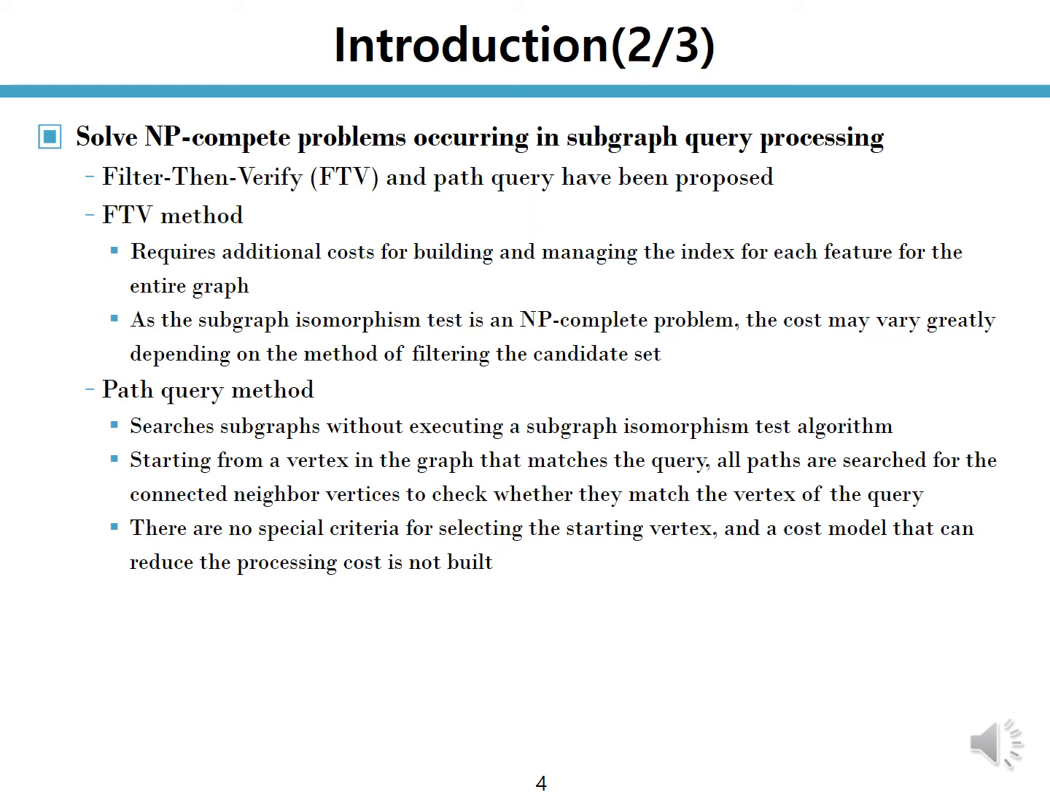The path query method searches subgraphs without executing a subgraph isomorphism test algorithm. Starting from a vertex in the graph that matches the query, all paths are searched for the connected neighbor vertices to check whether they match the vertex of the query. However, the existing path query methods have no special criteria for selecting the start vertex and don't take the cost model that can reduce the processing cost.